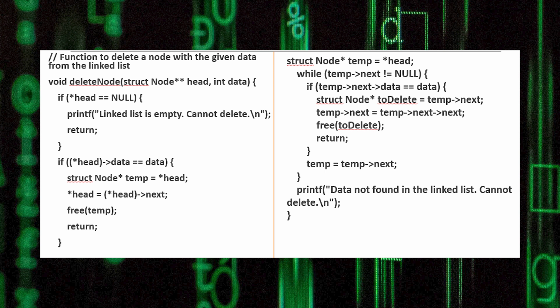If condition is false, if this does not go well, it will go to the temp of next, and this will be assigned to the temp variable, and at the last I am writing data not found in the linked list and cannot be deleted. This is how data can be deleted.